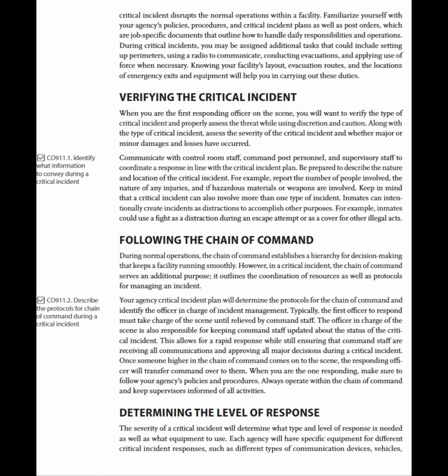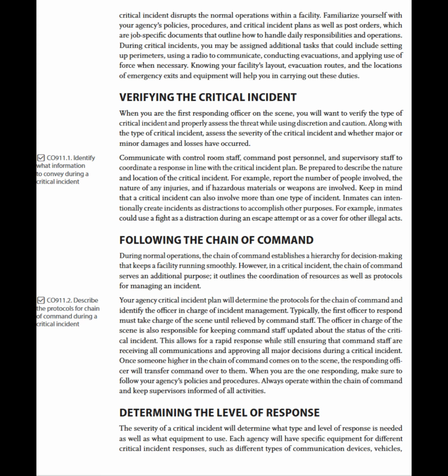Your agency critical incident plan will determine the protocols for the chain of command and identify the officer in charge of incident management. Typically, the first officer to respond must take charge of the scene until relieved by command staff. The officer in charge of the scene is also responsible for keeping command staff updated about the status of the critical incident. This allows for a rapid response, while still ensuring that command staff are receiving all communications and approving all major decisions during a critical incident.